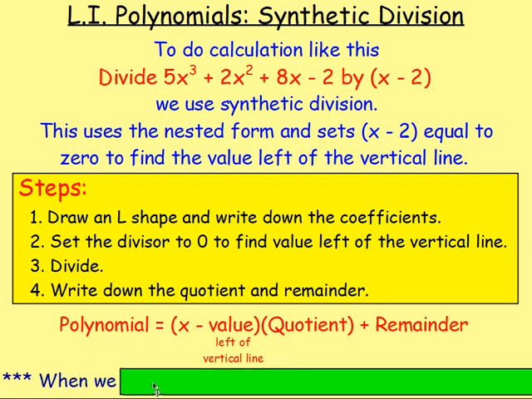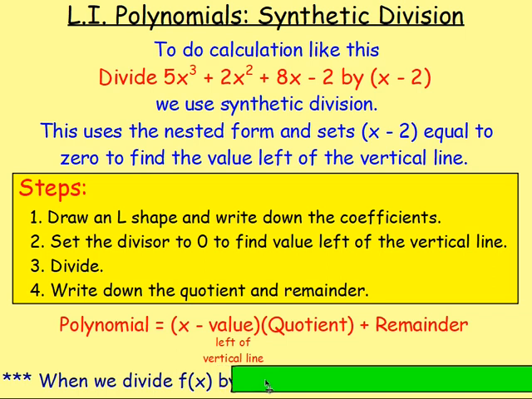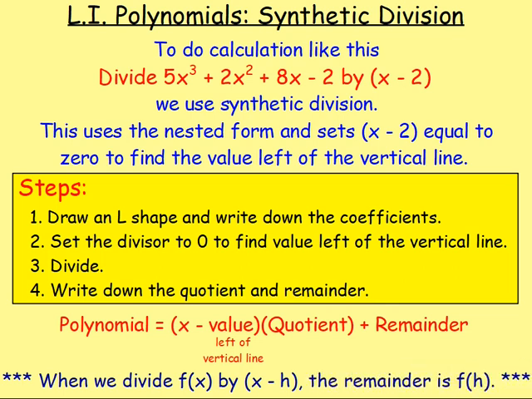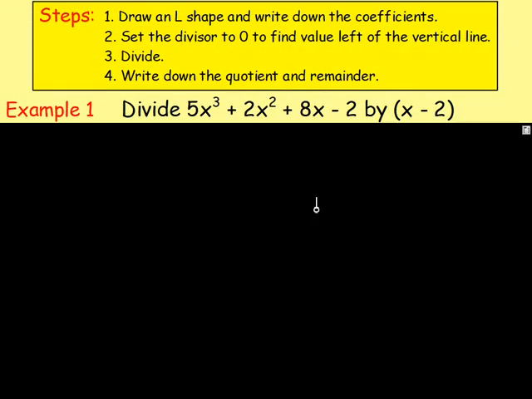What you can also say is that when we divide f of x by x minus h, the remainder, the way you get that is you can just evaluate f of h. So in other words, if we had x minus 2, the remainder when we're dividing by x minus 2 is just going to be f of 2. So we can just use substitution and evaluate the nested form just the way we did in the last lesson. I'll show you this through some examples. So, example number 1. Divide 5x cubed add 2x squared add 8x minus 2 by x minus 2.